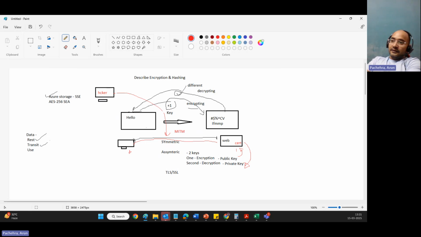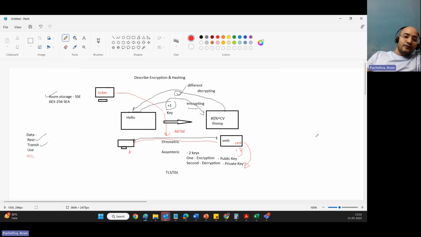Now, these two things are clear. Now, there are three states of data, right? When data is just lying around, that is data at rest, and then it's moving, that is in transit. Now, in use, because a website cannot use the encrypted data, it needs to be decrypted so that the website can understand it, or SQL when the website is talking to the SQL, right? So that is in use.